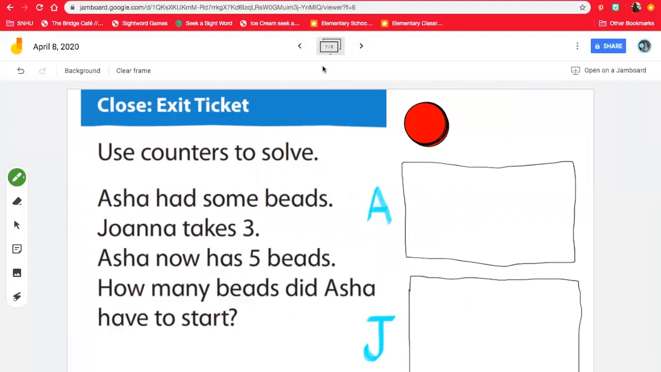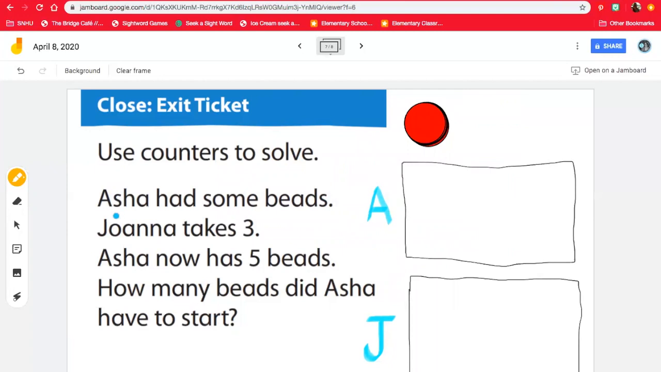Ooh, here's our last problem for today. It says, use counters to solve. So let's read the problem first. It says, Aisha had some beads. Joanna takes 3. Aisha now has 5 beads. How many beads did Aisha have to start?